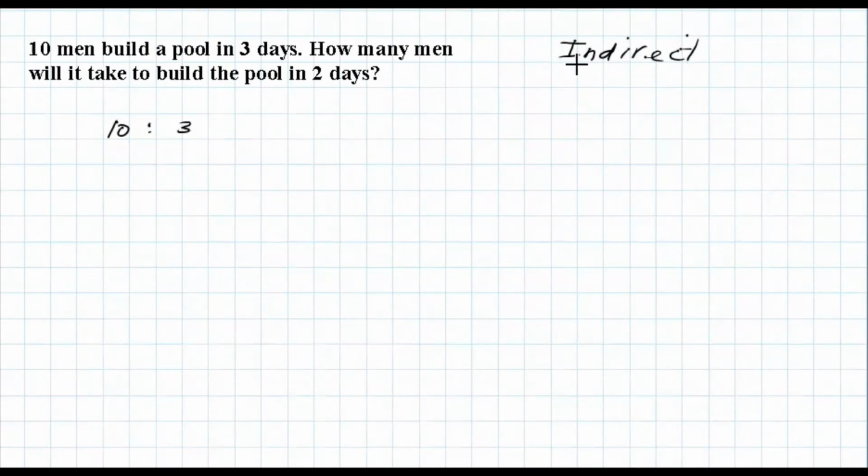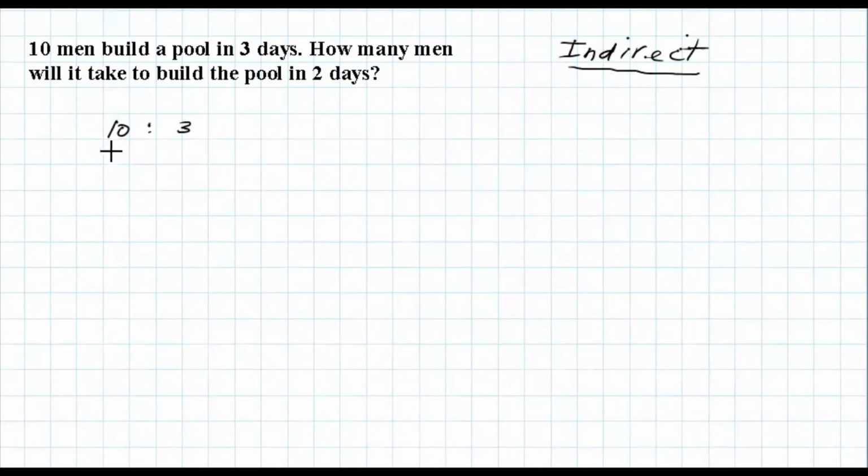Why is it indirect? Well, if 10 men build a pool in 3 days, it's probably going to take more men to be finished with it earlier. How do I know it's earlier? Because the question is asking to build it in 2 days. So as one of these things decrease, which is the number of days, the other one will increase. The number of men it will take will have to increase. So this then becomes an indirect ratio.